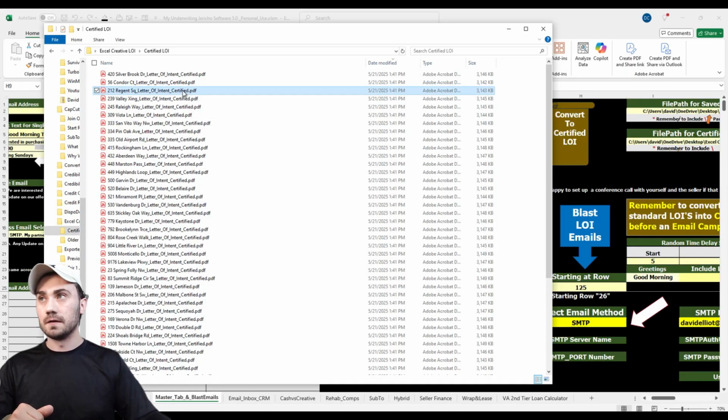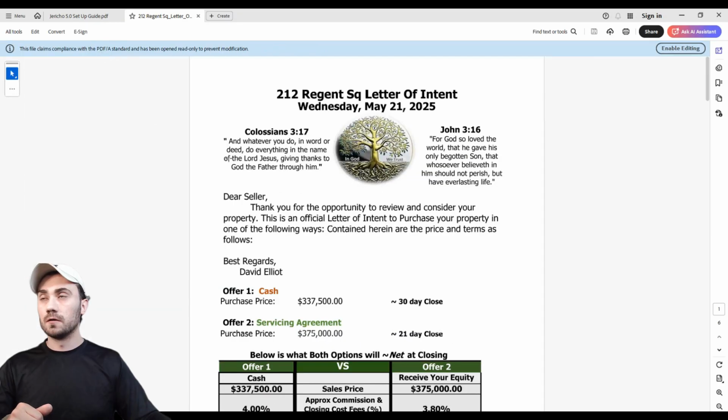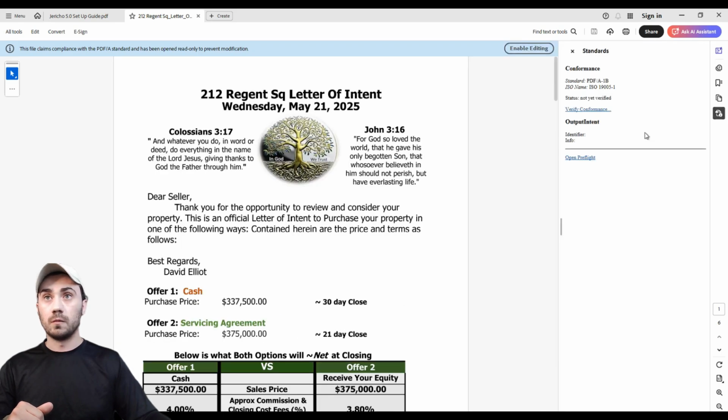If I click on any of these, you'll see here immediately that it says the file claims compliance with the PDF/A standard and has been opened read-only to prevent modification. So this is beautiful. This is what we want. Now we're going to click on the right-hand side from Adobe.